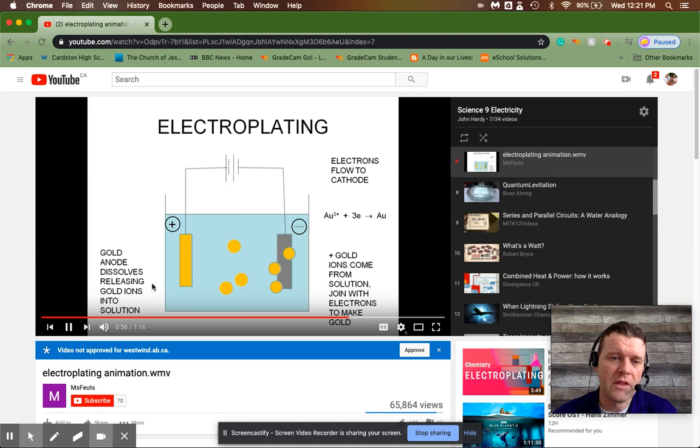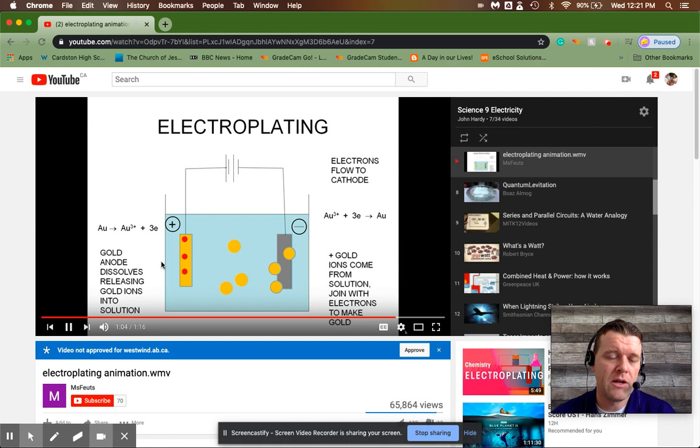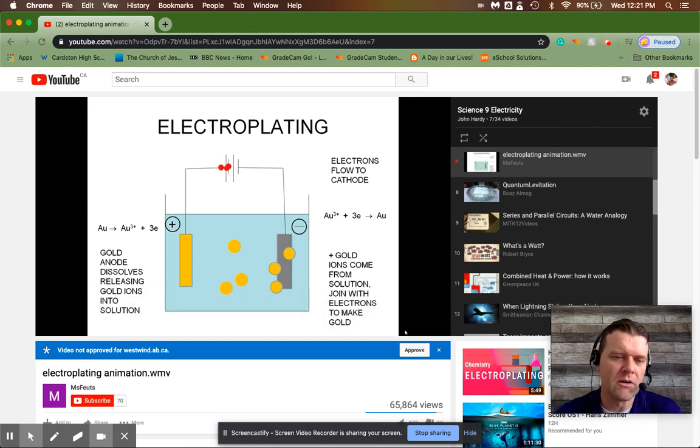So if gold ions move out of the solution, then they must be replaced. And so over on the gold anode, it releases gold ions into the solution. And when it does that, it leaves behind 3 electrons. So those 3 electrons will actually flow back through the circuit into the positive terminal. You can see that happening up there in red. And that process can just keep happening.